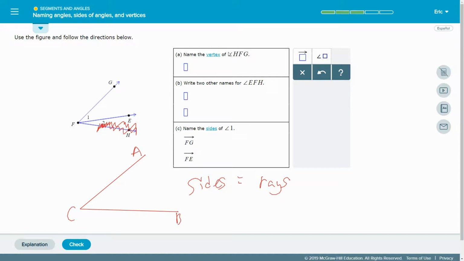And what is the vertex of HFG? Well, I have to bring that back now. Let me do it this way. What is the vertex of HFG? Well, that's just going to be F. There's no special symbol denoting a point, and F is a point. One cheat code for vertices is that if they give you the angle, it will forever and always be the middle letter in that angle, assuming it's a 3-letter angle. So in this case, HFG, it's going to be F because that's the point that's between it all.